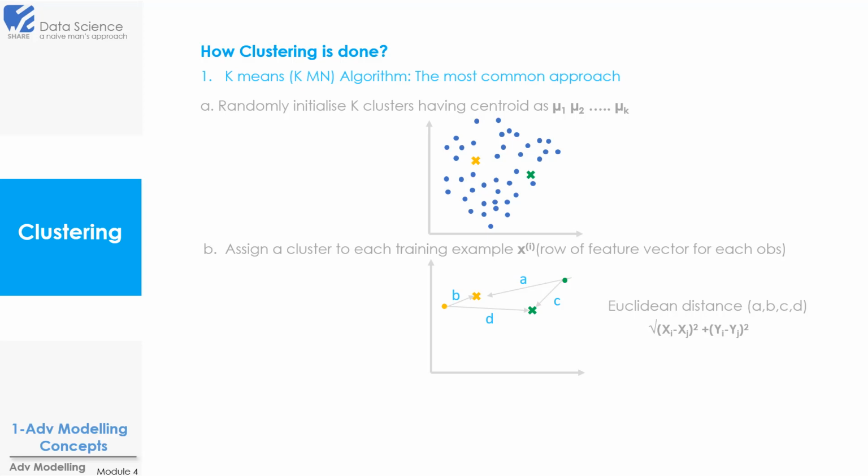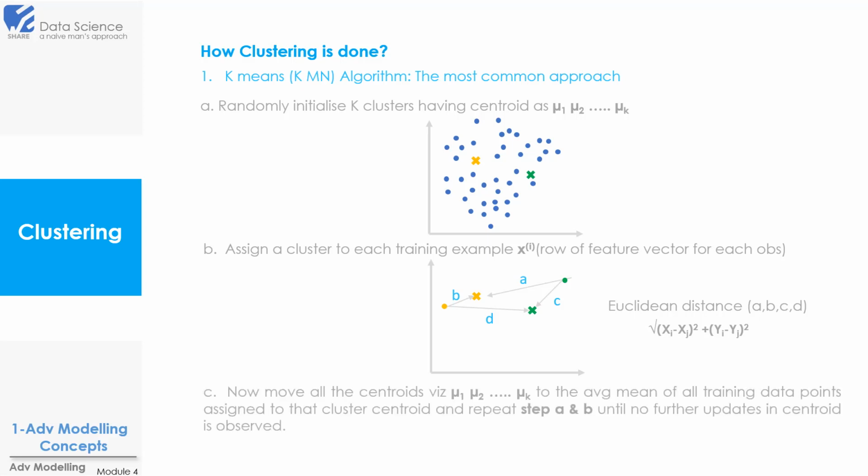As you know, there are different distance measures, but here we are using Euclidean distance. Now in the next step, we will move all the centroids mu1, mu2 up to μk to the average mean of all the training data points assigned to that cluster centroid, and then repeat steps A and B until no further updates in the centroid are observed. That is how we assign the clusters.